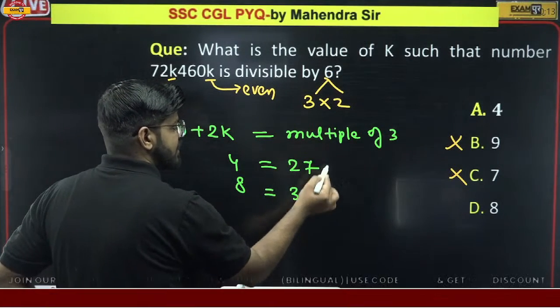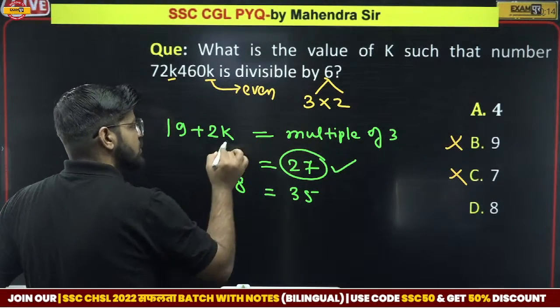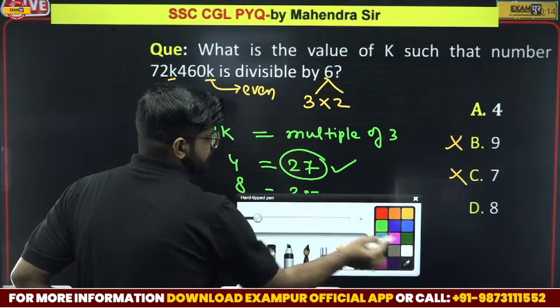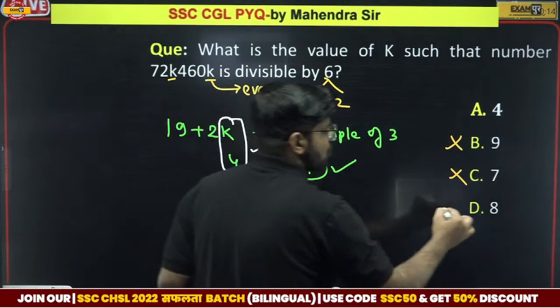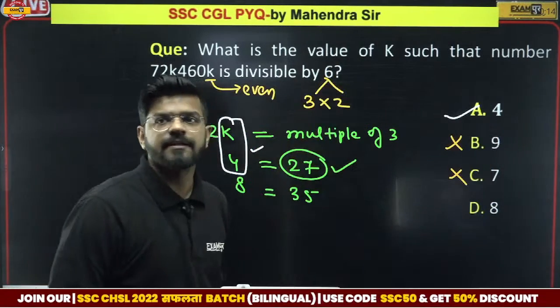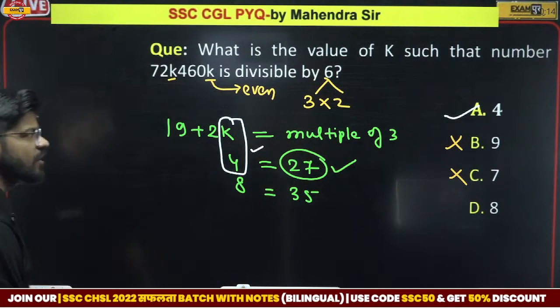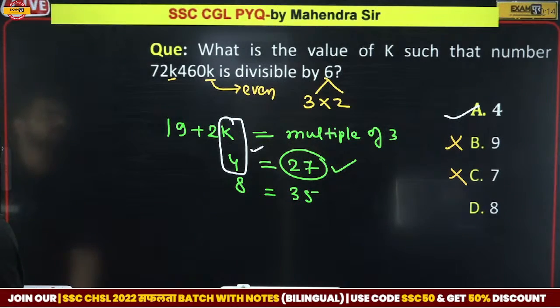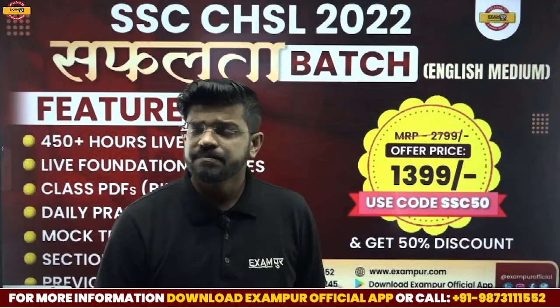So clearly we can say that 27 is the multiple of 3. So the value of k should be 4. Is it clear? So option number A is my right answer. Is it clear to everyone? So these are the questions asked in SSC CGL 2020.